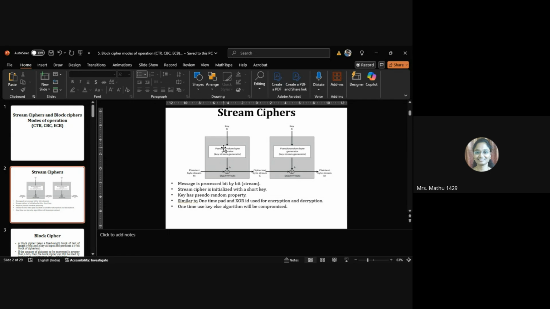So here you can see in the diagram, we have a plain text and a key. This key could be generated by the pseudo random generator that we have already discussed. Based on the key and the plain text, it encrypts using the XOR operation and gives you the cipher text. Similarly, the decryption also happens in the same way. Both of them happen bit by bit, which we call a stream cipher.